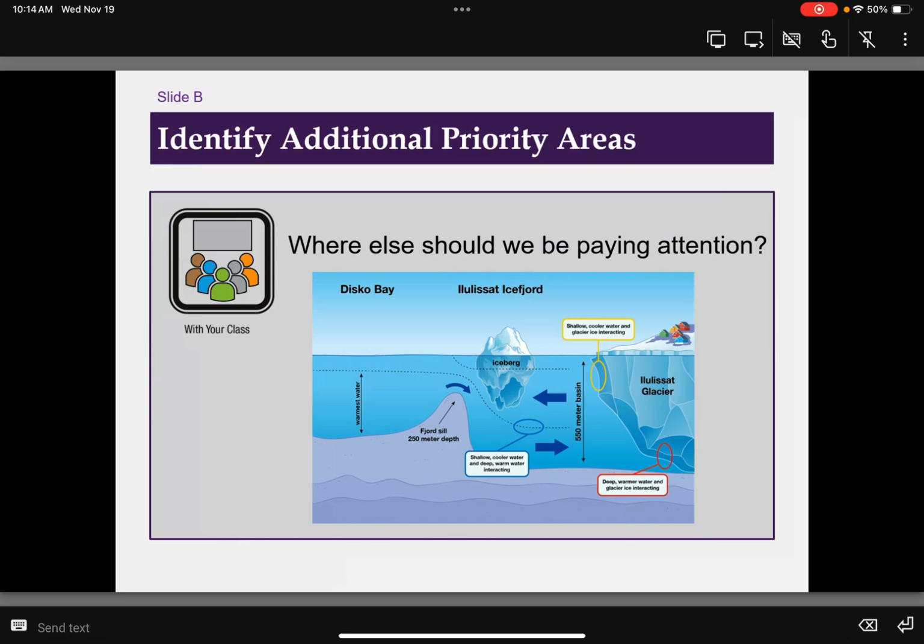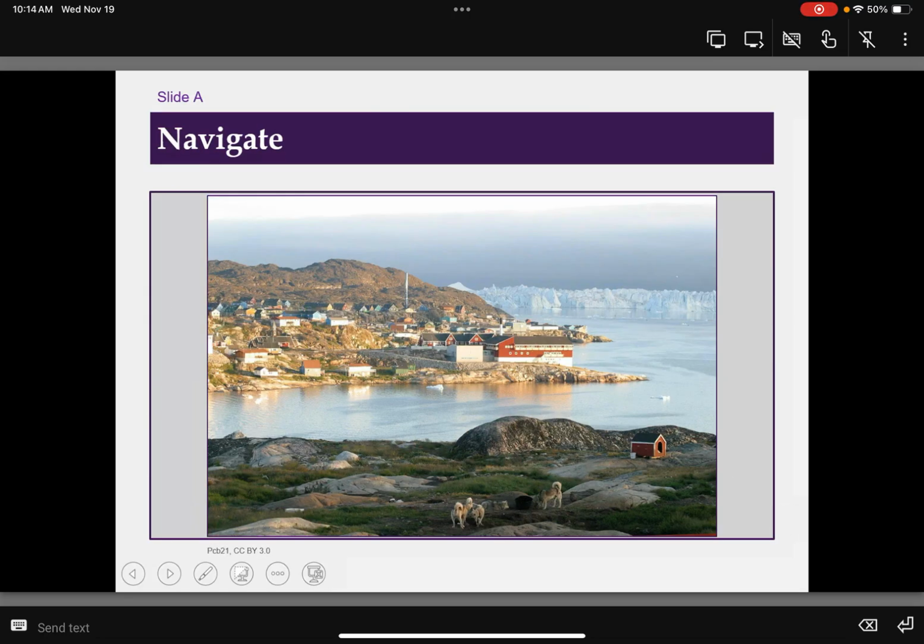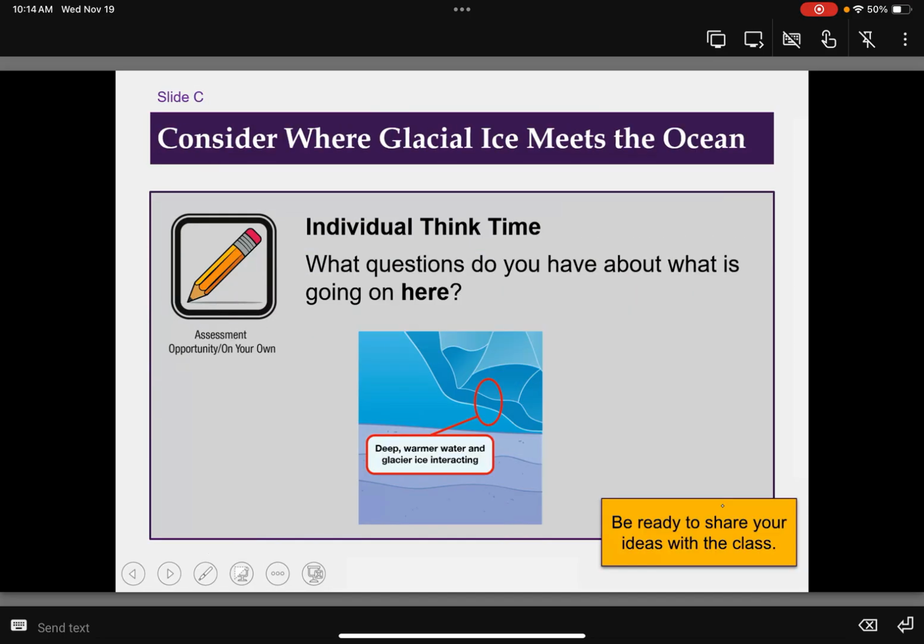So, are there any other areas that we should pay attention to when it comes to melting of a glacier? Are we just concerned about what's happening up above the water? Where should we also be concerned with? What's happening down here, right? Okay, so what questions do we have about what is going on here? Think to yourself for about 20 seconds.